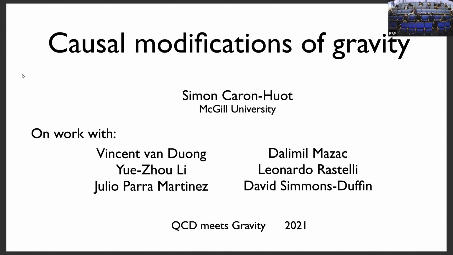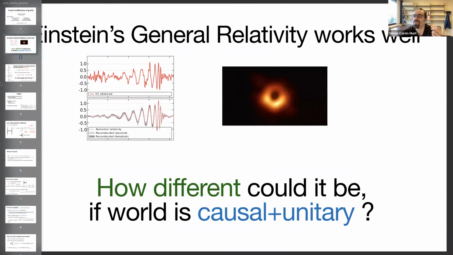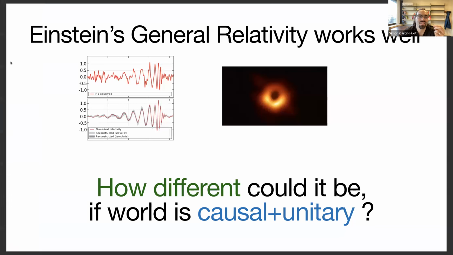I'm going to be speaking about work done with a lot of collaborators. So let me start with the general question we're trying to answer. We're all familiar that Einstein gravity works very well, and we're going to ask: if we assume that the world is causal and unitary, well, we don't know that's the case, but if we assume that, how different could it be? How much can you modify Einstein gravity without messing up these more basic things? That's the general question.